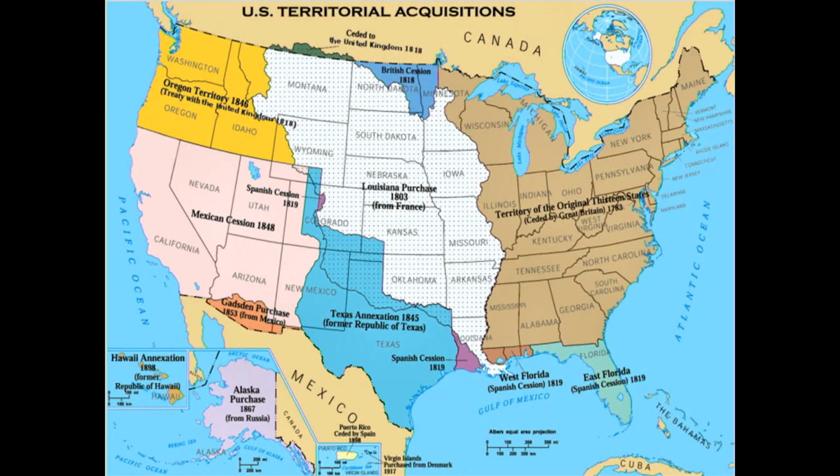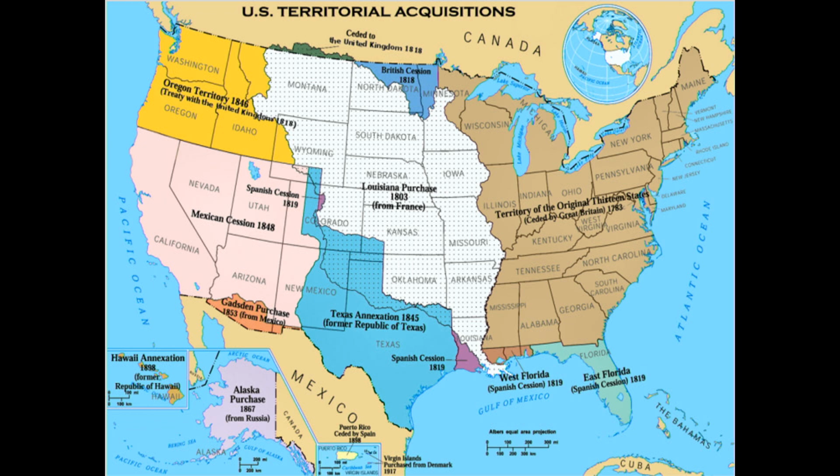All right, so if we take a look at our map here, guys, remember, when we look at maps and we talk about map skills, what is the first thing that we should do anytime that we look at a map? We need to look at the title of the map, and also the map key. Not a massive map key here, but we do know the name of this map is U.S. Territorial Acquisitions.